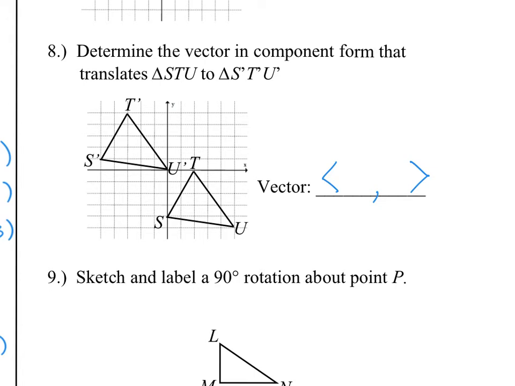So I move to the left 5, and I'm going to have to move up 1, 2, 3, 4, 5. Since we went up, that would be in the positive direction. So my vector in component form then would be negative 5, indicating the horizontal movement of 5 units to the left, and then a positive 5, which indicates my vertical move up 5 units. And that's all there is to that one.